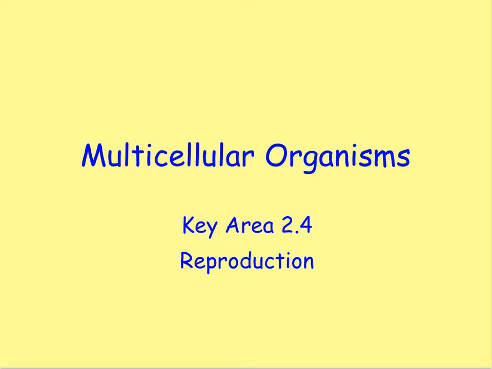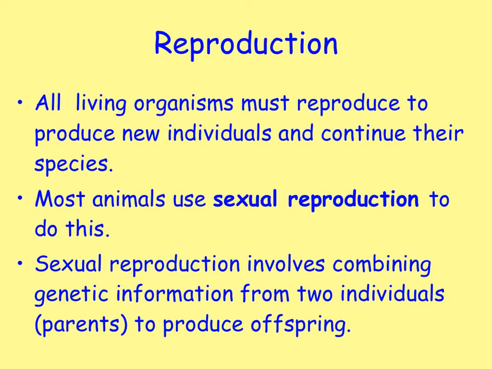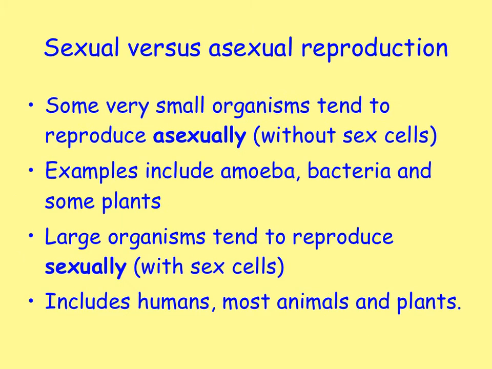In this video we're going to be looking at key area 2.4, which is reproduction. All living organisms must reproduce in order to make new individuals and continue their species. Most animals use sexual reproduction to do this, and that involves combining the genetic information from two individuals, i.e. the parents, to produce offspring.